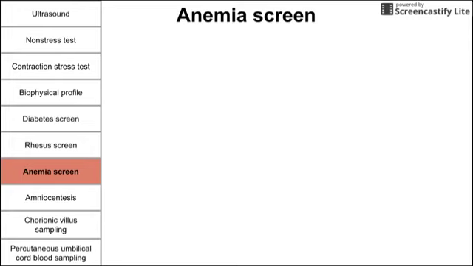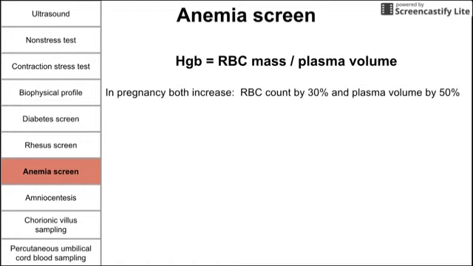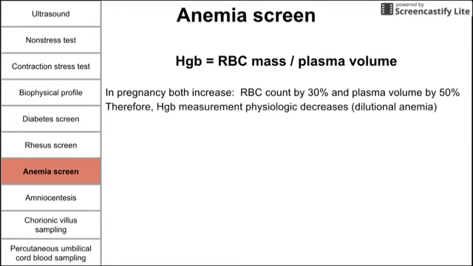Another test to do during pregnancy is the anemia screen. One basic equation to understand anemia is that hemoglobin is equal to the red blood cell mass divided by plasma volume. In pregnancy, both of these latter variables increase. The red blood cell mass increases by 30% and the plasma volume increases by 50%. Because the plasma volume increases by more than the red blood cell mass, you're going to have a decrease in hemoglobin. So your hemoglobin physiologically decreases, and this is called a dilutional anemia.